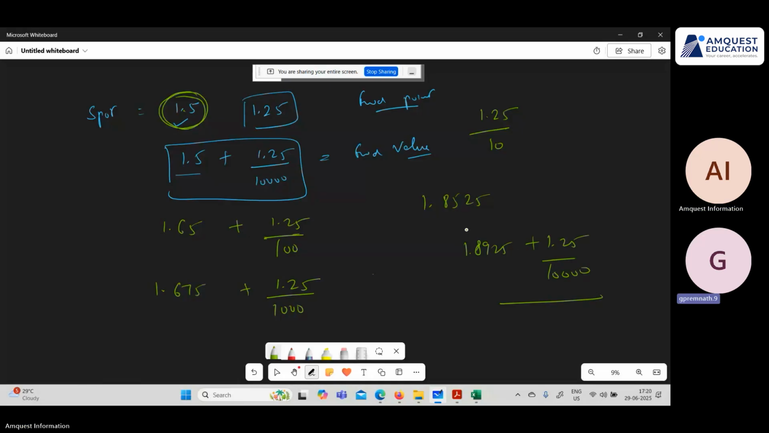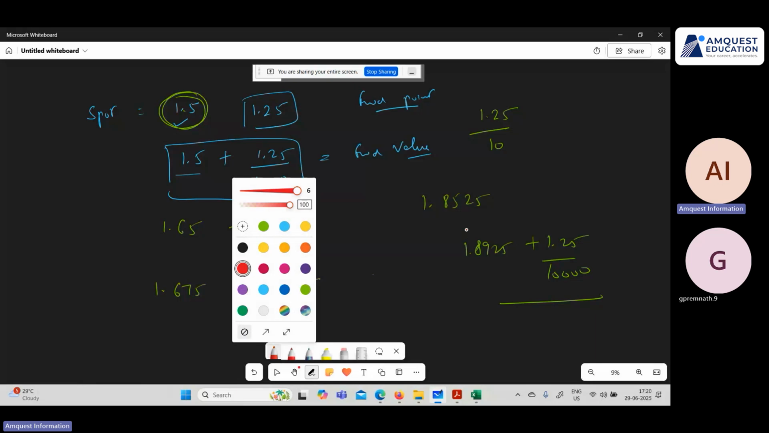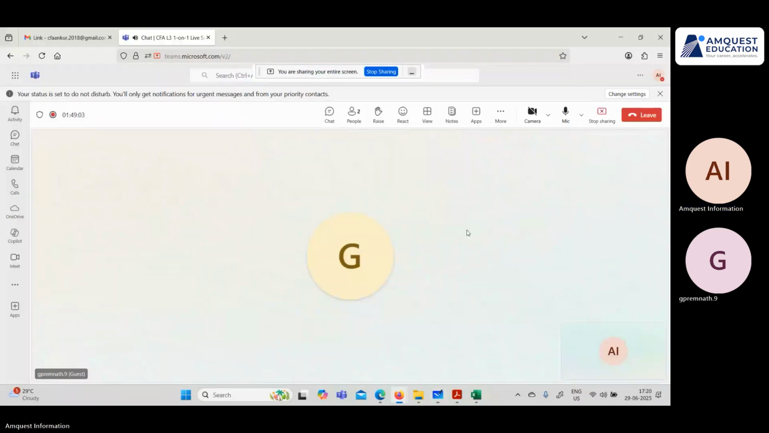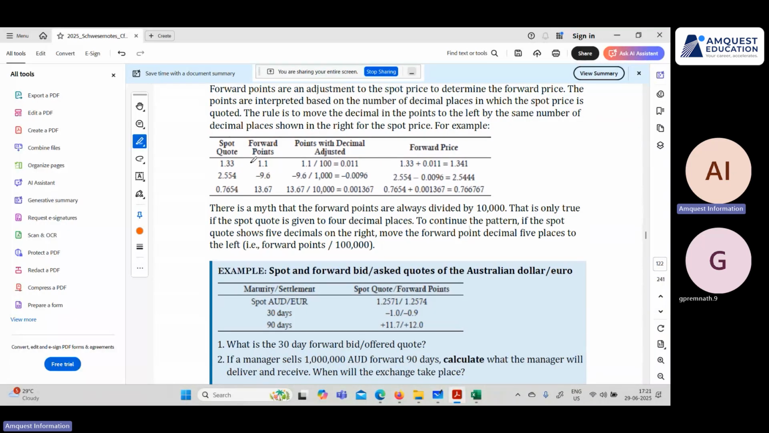And what is this 1.25? It's bips, is it? Yeah. So the term that you will see in the exam would be forward points. Got it. But now you should know that you should look at the spot price, and then depending upon how many decimal places it has, use the decimal places accordingly. Can you see here? If it was 1.33, we divide by 100. Understood. Divide by 1000, 10,000.